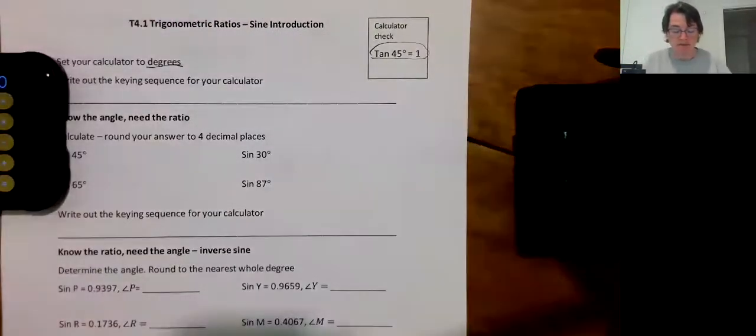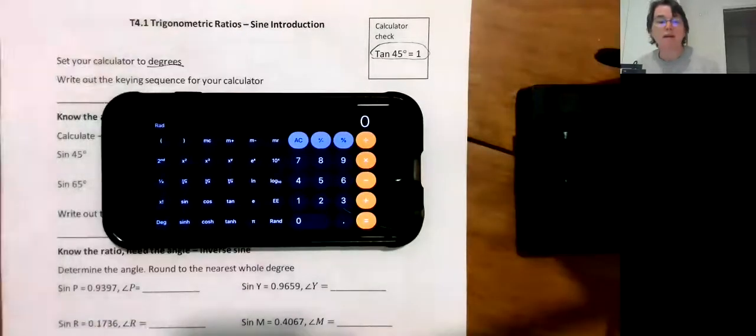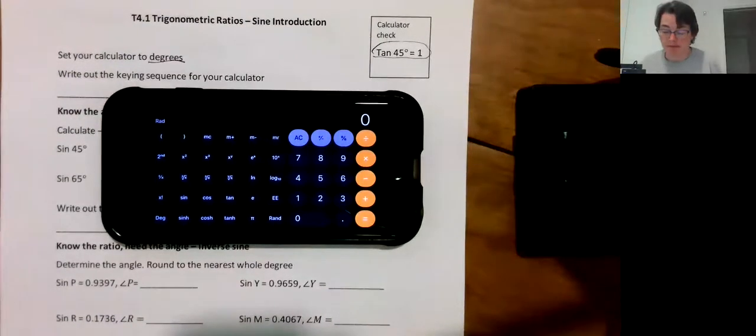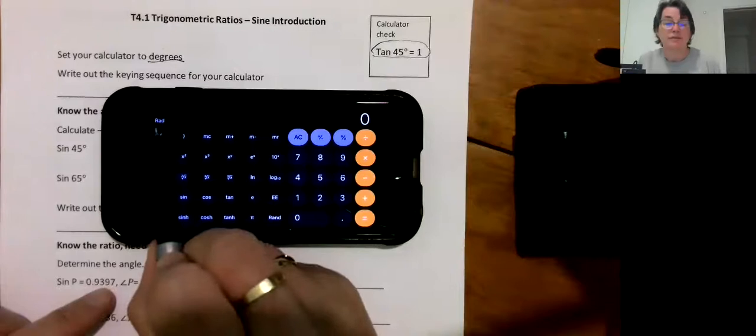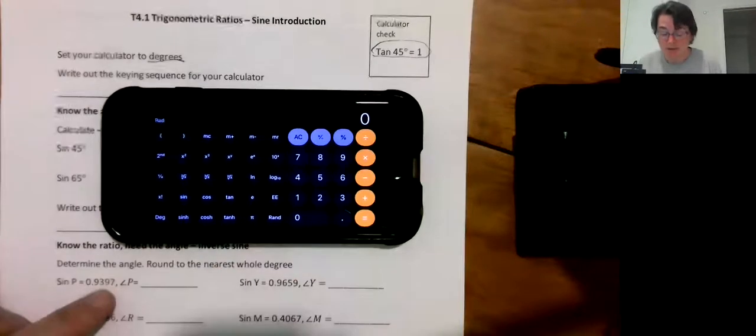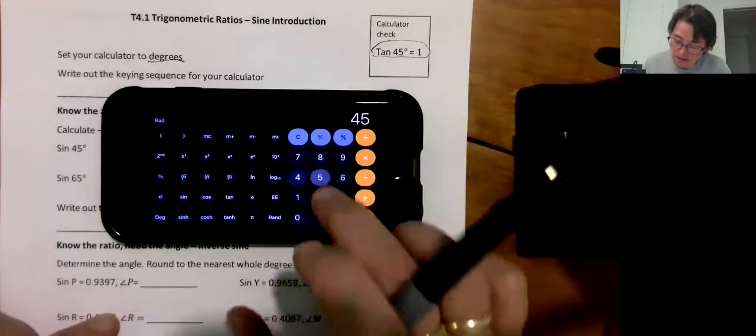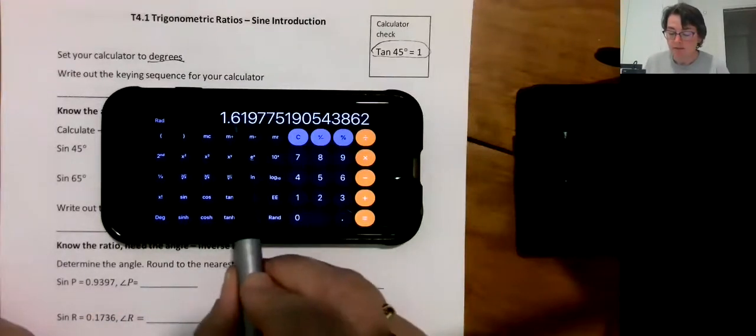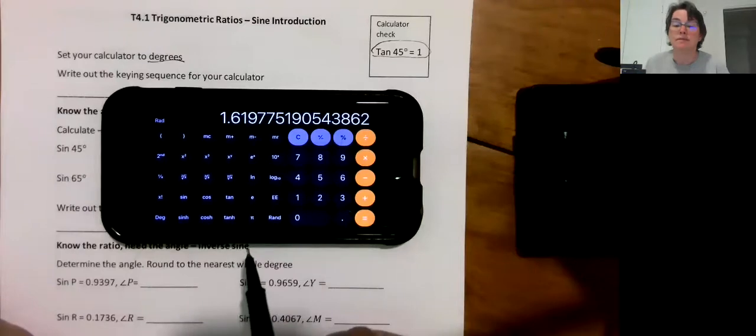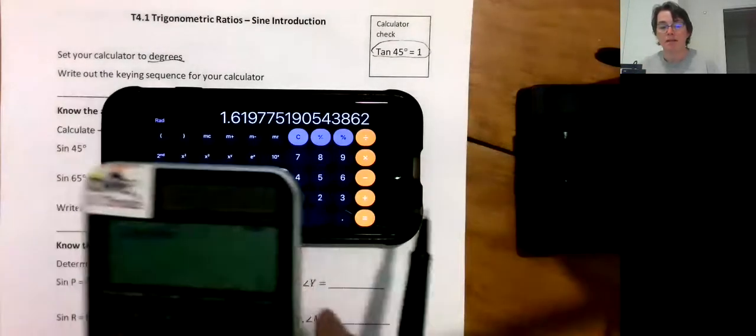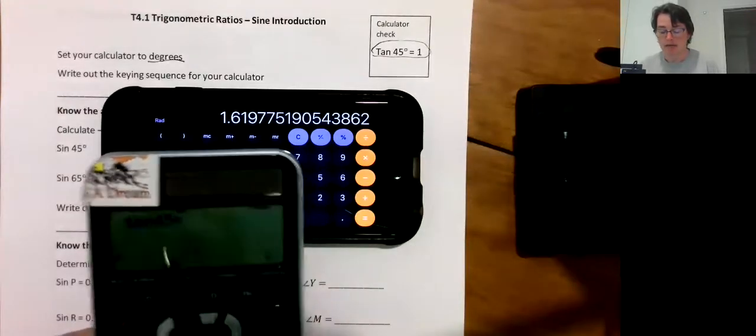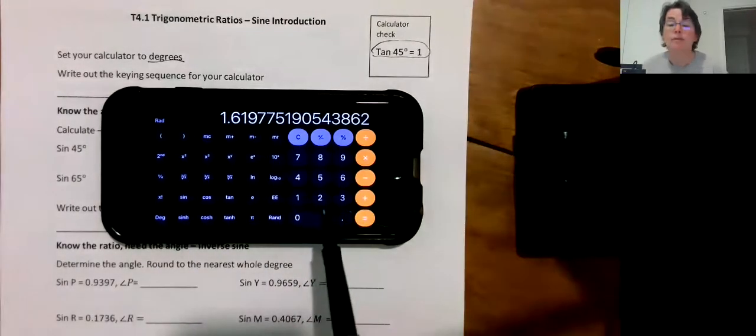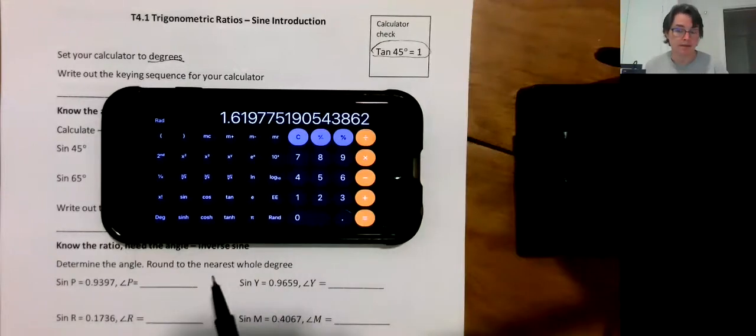Now, if I show you my phone, it's not in degrees. I just want to show you what happens. So 45 and tangent, you get 1 point something. It's supposed to be 1. Also, I don't know if you caught that, but on my calculator, I have to put tan and then the number. On my phone, I put the number and then tangent. That's just a matter of practicing with it.